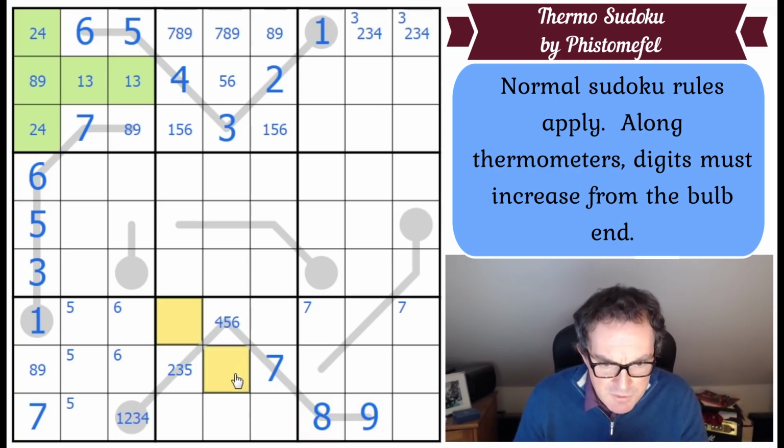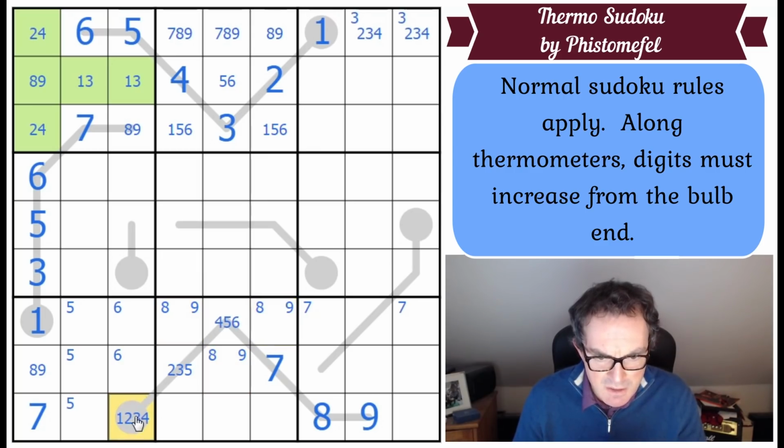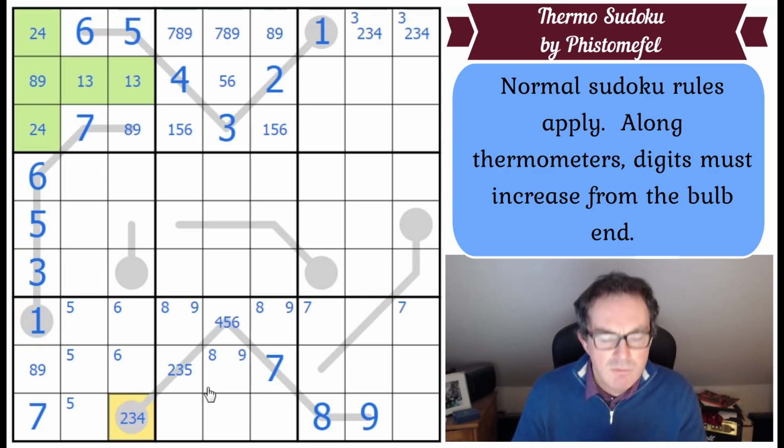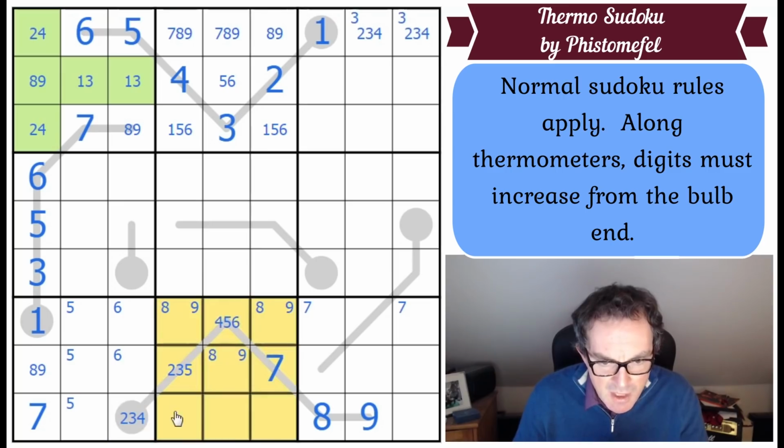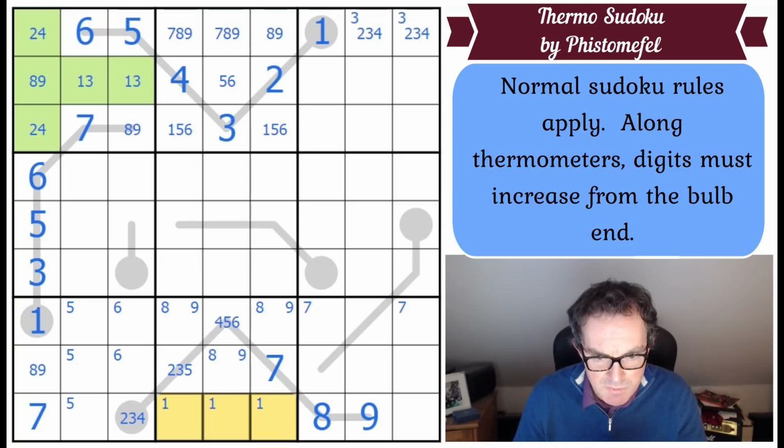8 and 9 have to be in 2 of these 3 squares, so I'll certainly pencil mark that. Now the other one will be whatever this is. This can't be a 1 because of the 1 here. Right, okay, so the 1 in box 8 here, we know now can't be in those 3 squares, so it must be in one of those 3 squares, which means, and the 1 can't be at the end of the thermometer, so the 1 is in one of these 2 squares.